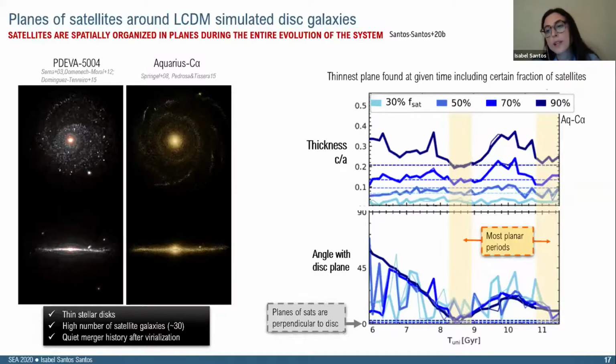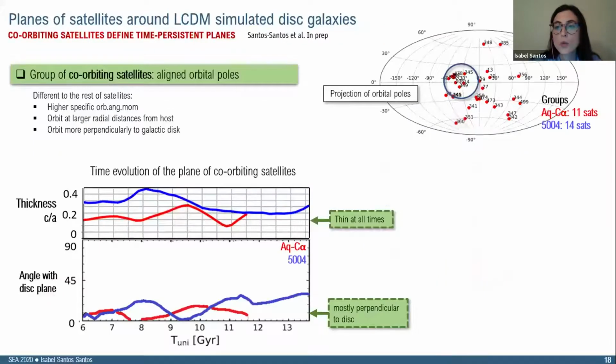But are these planes long-lived? Are they persistent in time, like seems to be the case of the plane in the Milky Way? To study this, we introduced into our methodology another variable, the orbital angular momentum.